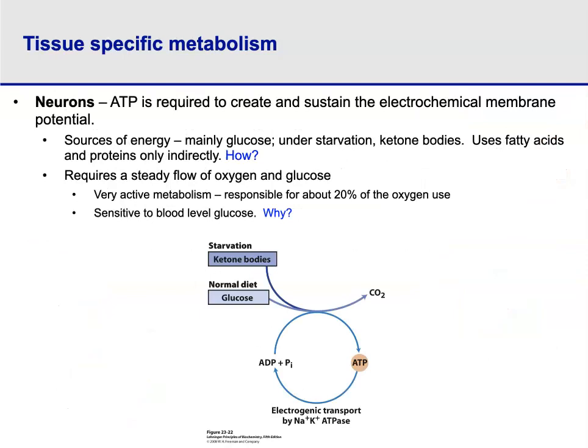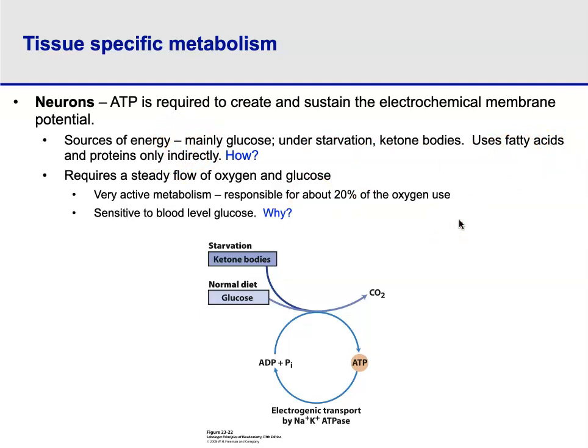All right, the last tissue that we're going to talk about is the neuronal tissue, or the neurons. They require a constant and steady supply of ATP because they need to keep the electrochemical membrane potential. As you know, if the membrane potential is nonexistent or it cannot be controlled and regulated, neurons cannot perform their function. The signals are passed in the neurons by controlled change in the membrane potential. Their source of energy is mainly glucose, and ketone bodies under starvation. Fatty acids and proteins are used indirectly.